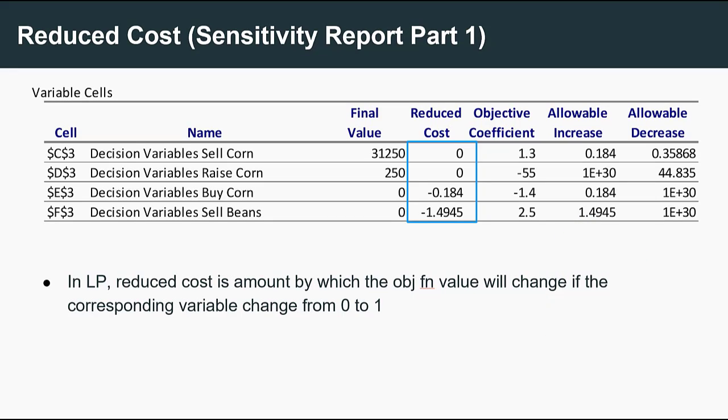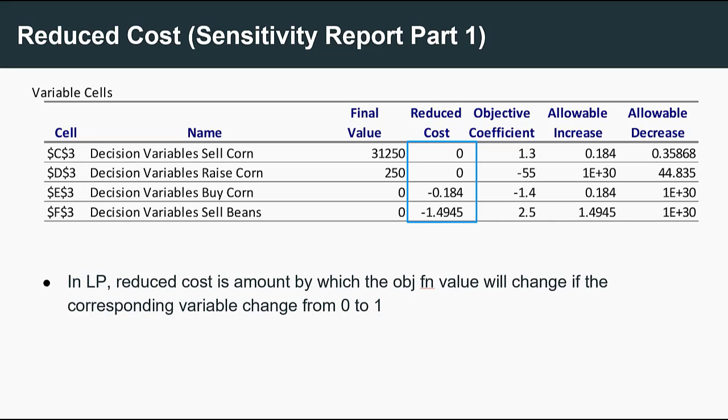We spent quite some time interpreting the sensitivity report in last lecture, and there's actually one more thing left that we didn't cover in last lecture, which is the reduced cost. So this is from part 1 of your sensitivity report. What I highlighted here, if you pay attention, is that for those variables where the optimal solution is 0, the reduced cost is non-zero. And for those variables where the optimal solution is greater than 0, the reduced cost is 0. And there's a reason why.